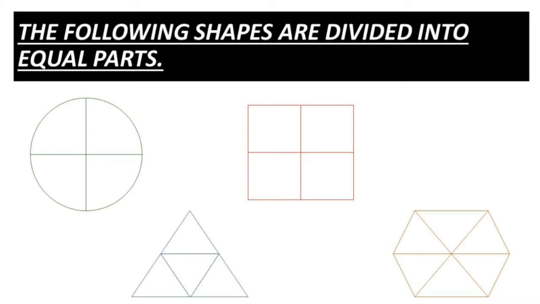See the given shapes. The given shapes are divided into equal parts. Circle has been divided into 4 equal parts. Square has been divided into 4 equal parts. Triangle has been divided into 4 equal parts. And the hexagon has been divided into 6 equal parts.